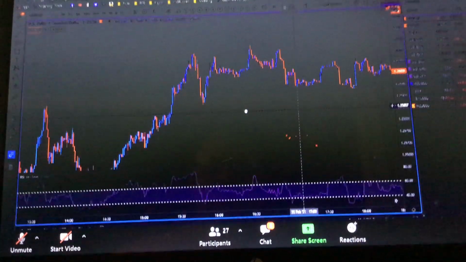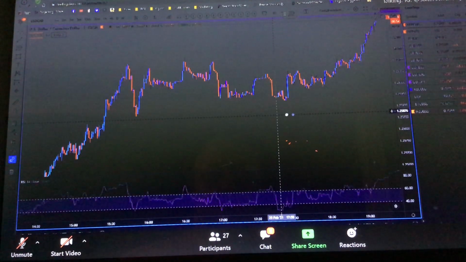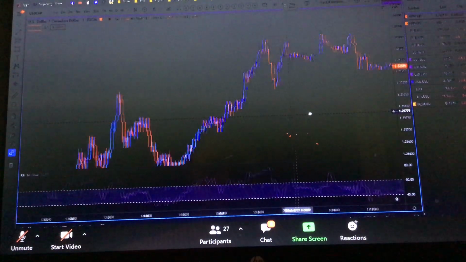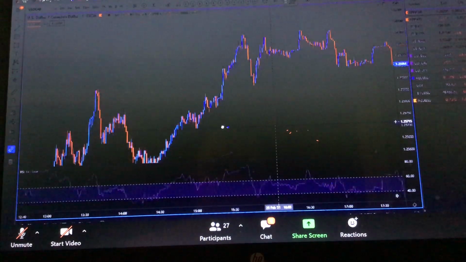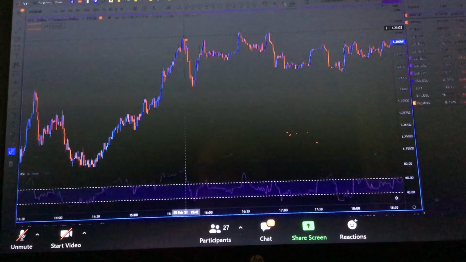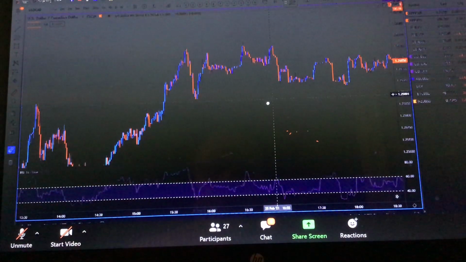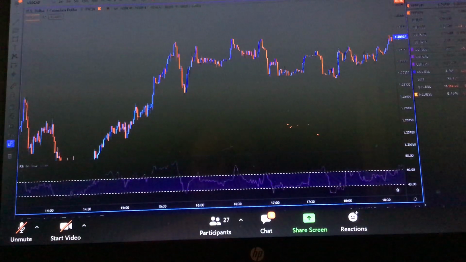All right. And what are we looking at? We're looking at USD CAD right now. Okay, so this isn't a true RSI here, but this would have been a trade that I would have taken. You can see this clearly here.